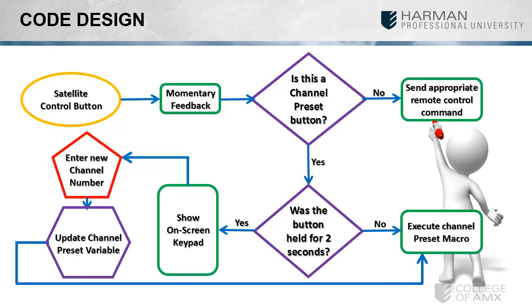If I draw it out like this, then I know I need to define a satellite receiver device and a touch panel device. I also know I need an array to store my channel preset numbers in. It's hard to forget something if you write it all down like this.